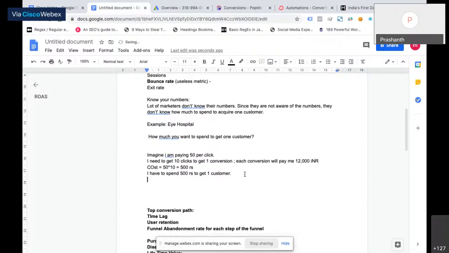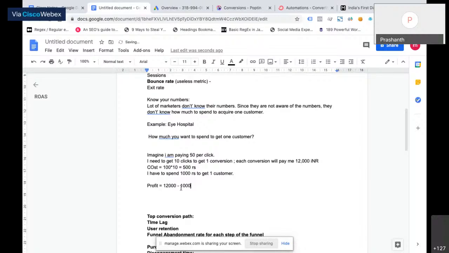I have to spend 500 rupees to get one customer. Each customer is giving me 12,000 rupees. So what is the profit? Tell me what is the profit, guys? 500 rupees here gone. Or let me say like this, here I'll put 100 rupees per click. So I have to spend how much money? 1000 rupees to get one customer. Profit is equal to how much? From this 12,000 rupees, I'm just removing this 1000.